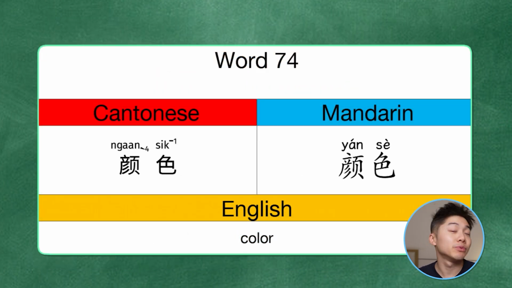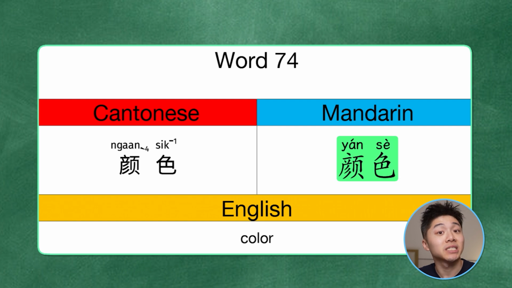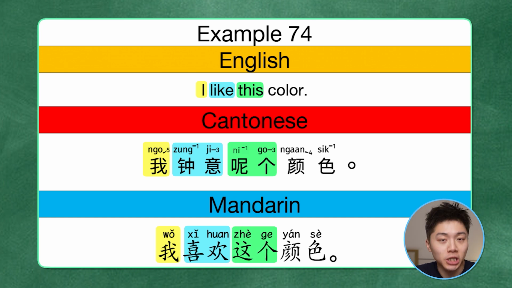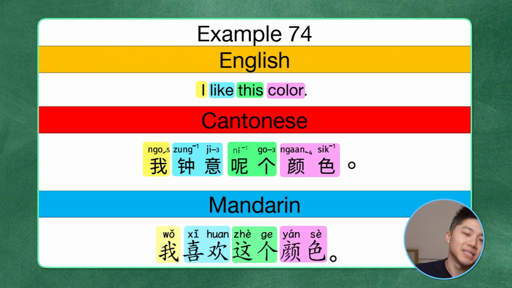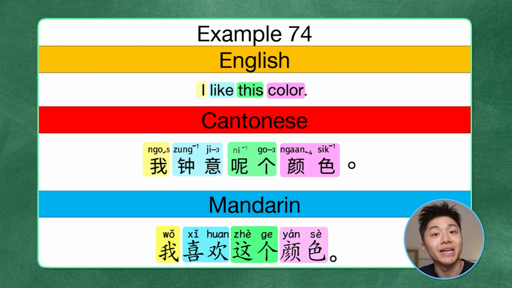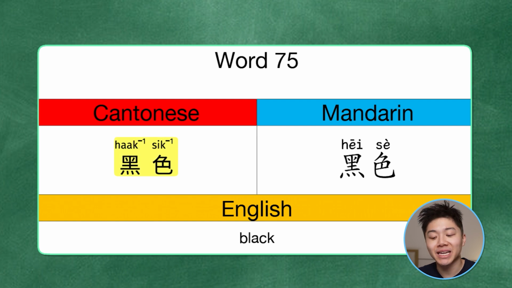So next is color. In Cantonese, we say 顏色. In Mandarin, we say 顏色. So for example, I like this color. In Cantonese, 我鍾意呢個顏色. In Mandarin, 我喜歡這個顏色. So 我 is I in Mandarin, 我. 鍾意 means to like in Mandarin, 喜歡. 呢個 is this in Mandarin, 這個. 顏色 means color in Mandarin, 顏色. 我喜歡這個顏色.